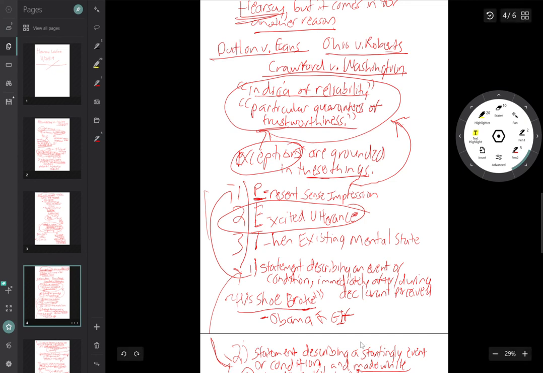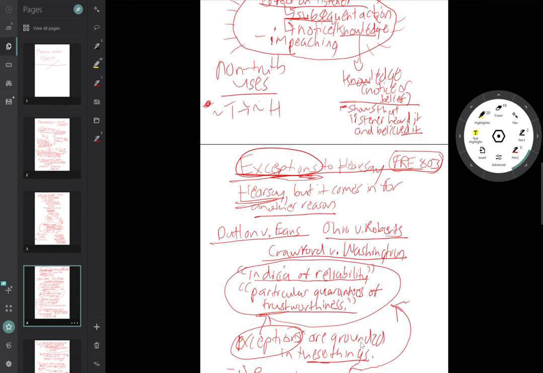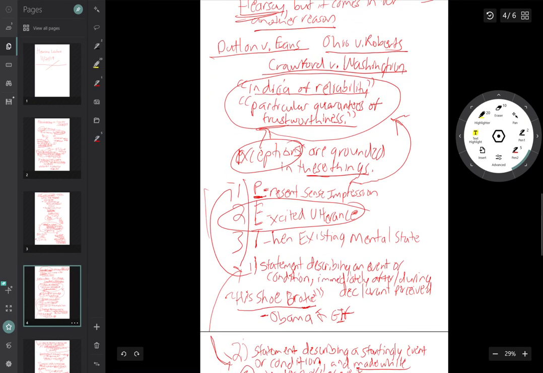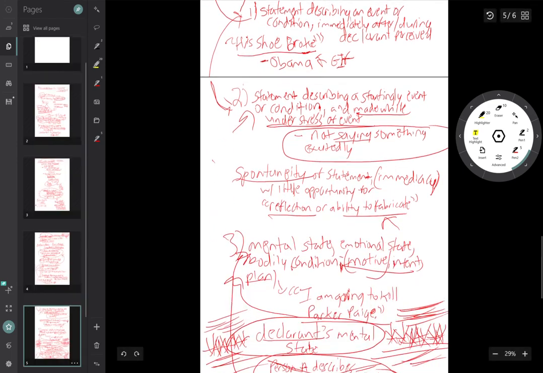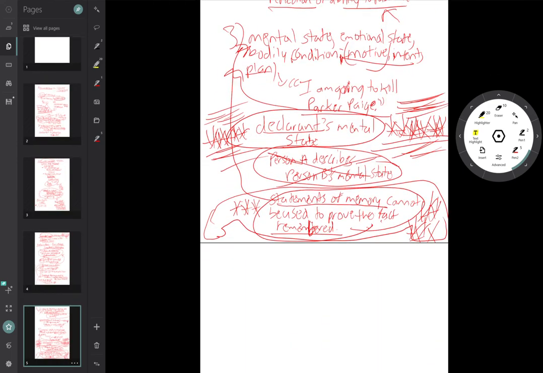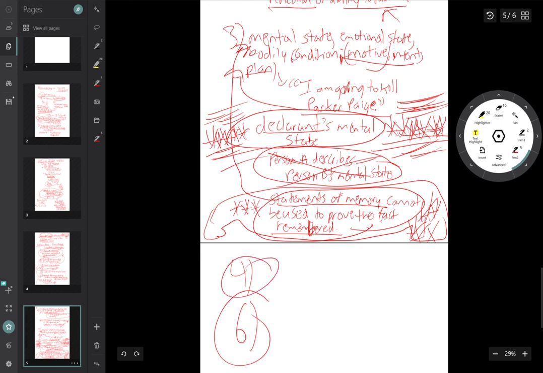These exceptions are in the 803s. Present sense impression, excited utterance, then-existing mental, emotional, physical condition, all sorts of things like that. Okay? Soon we're going to get to 803(4) and 803(6). Why don't y'all look them up? Just look them up. Not that hard. You can teach yourself.